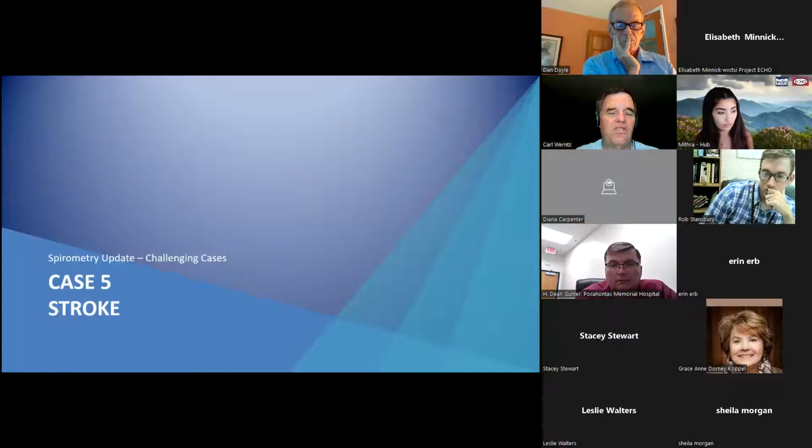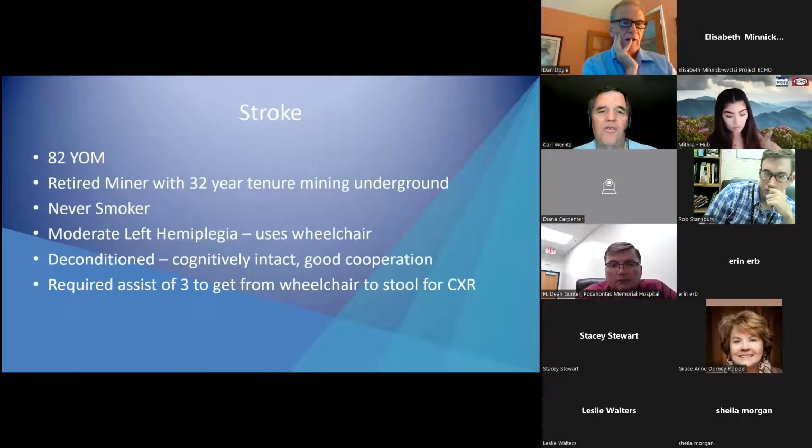Next case is stroke. This is an 82-year-old man, a 32 pack-year smoker... a never smoker, who came in with what I called moderate left hemiplegia. He did use a wheelchair. He was cognitively intact and cooperated well, but he was pretty deconditioned because of being in a wheelchair.